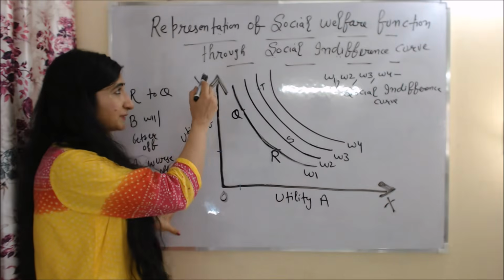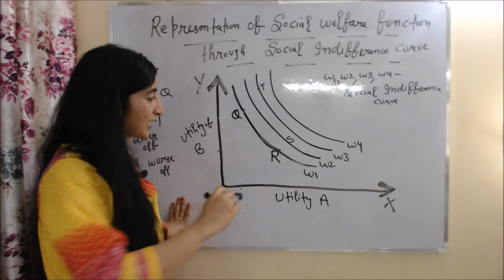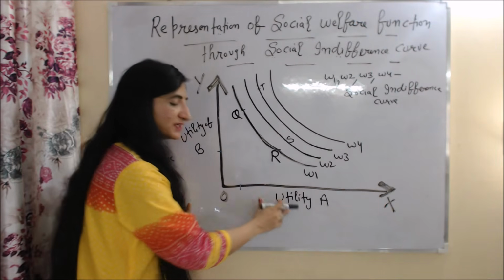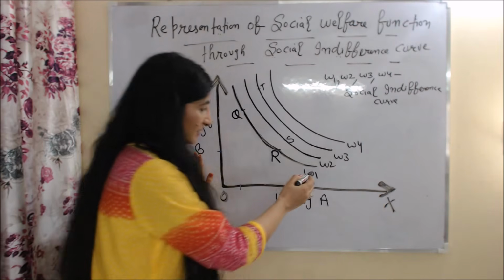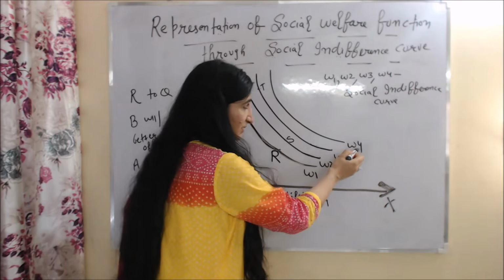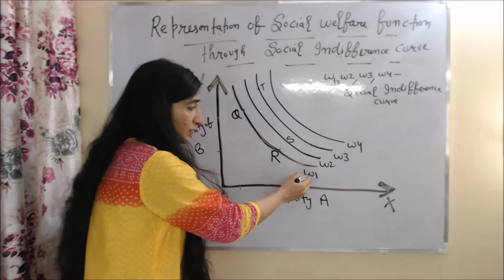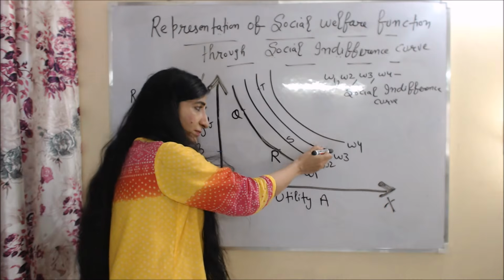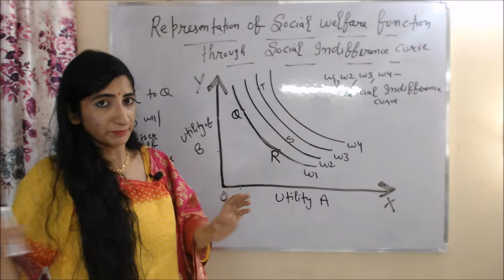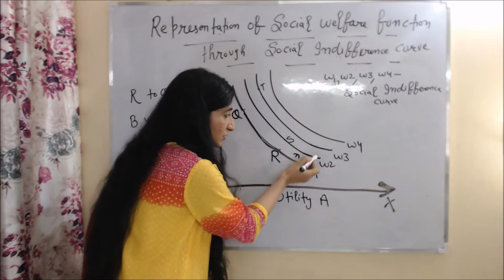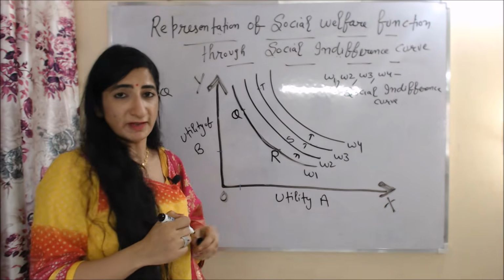Now we will see representation of social welfare function through social indifference curve. In this diagram, on x-axis we have utility of A and on y-axis we have utility of B. W1, W2, W3 and W4 are social indifference curves. If we move from W1 to W2, W2 to W3 or W3 to W4, our social welfare will improve.